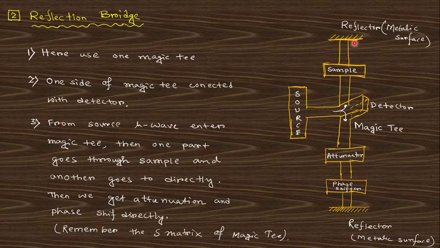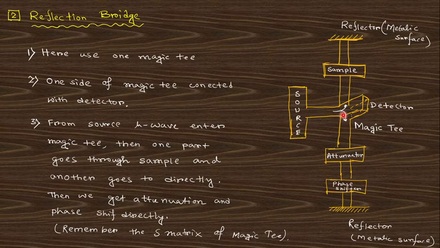This is a reflector. Reflector means a metallic surface. This is a metallic surface, and this is a microwave source. This goes through a magic tee. You know the magic tee. In the previous lecture, we discussed the magic tee in depth as a component of the microwave. So you can refer to that lecture to understand the characteristics of the magic tee.